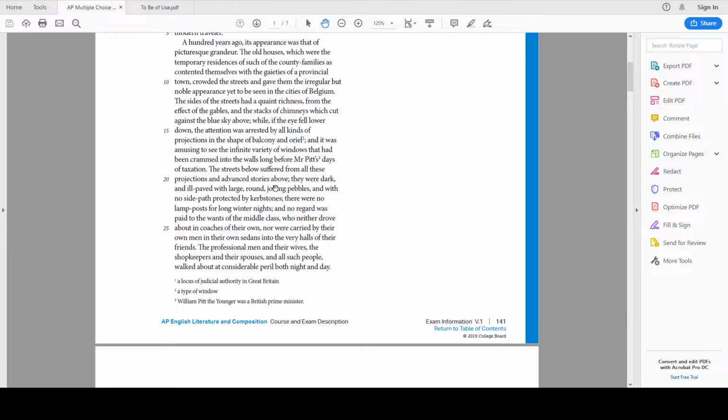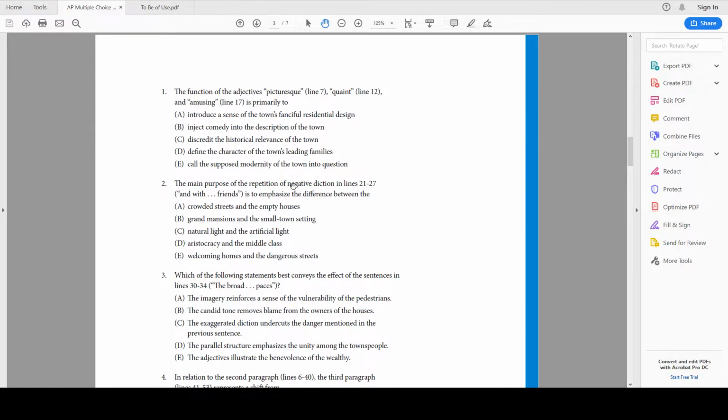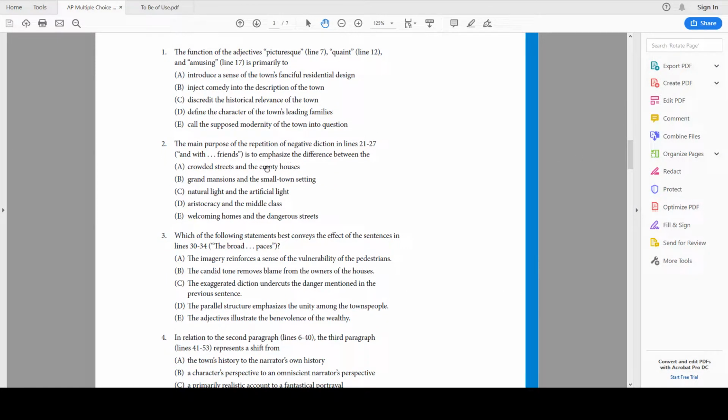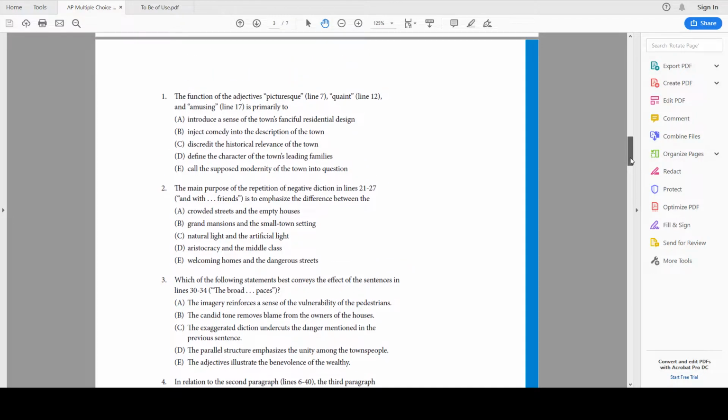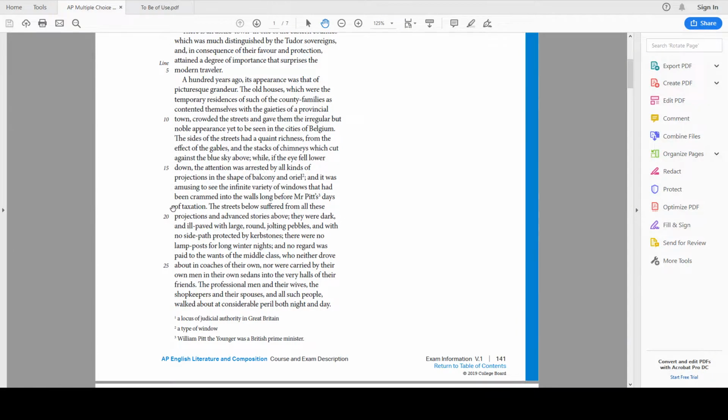So we are contrasting the streets with what we're seeing in the houses in the previous passage. So we're looking at the negative diction specifically. Emphasize the difference between the crowded streets and empty houses. Well, once again, if you've been paying attention, you should start to see a pattern here. It mentioned streets and it mentioned houses. It never mentioned anything about people being crowded or empty. Not that I remember, I'll read it again, 21 through 27.